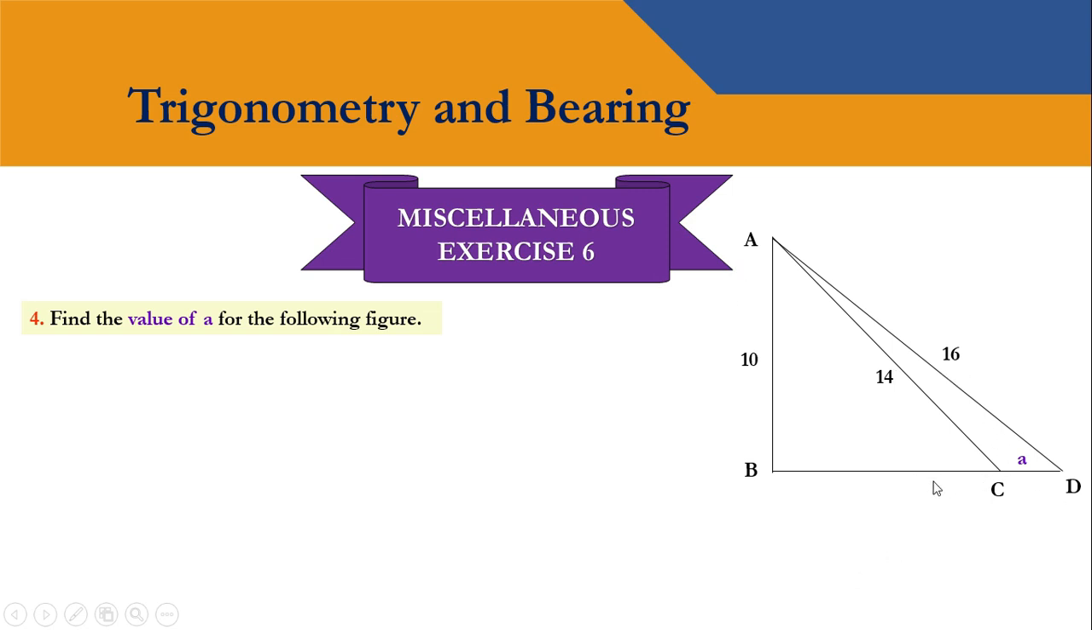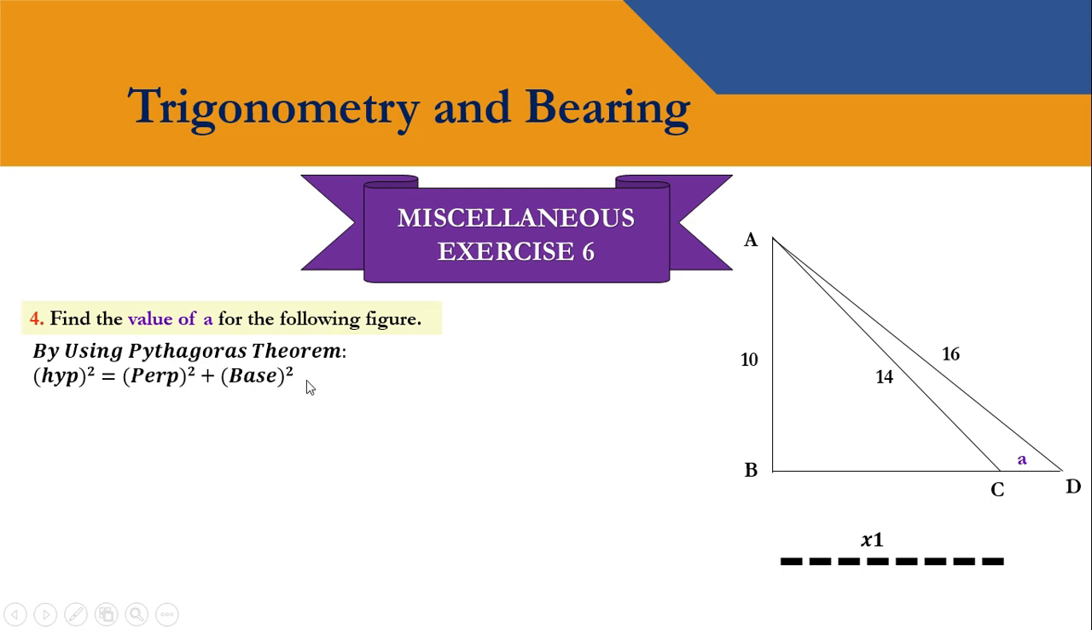First we have to take the triangle ABC and calculate the base from B to C. Then we have to take the triangle ABD and calculate the base B to D. Then we need to subtract the base BD from BC and we will get the distance CD, which is equal to a.